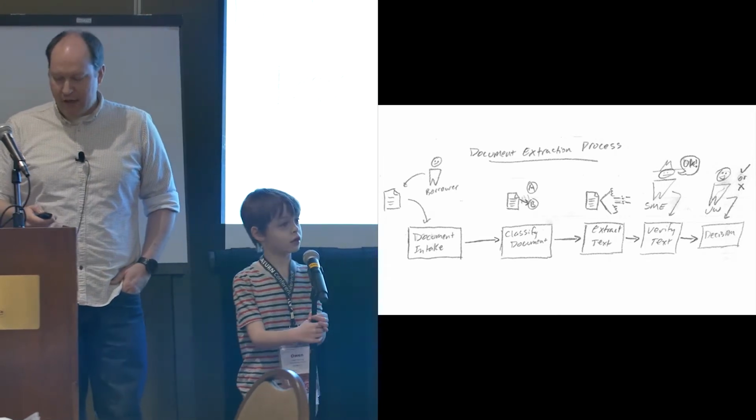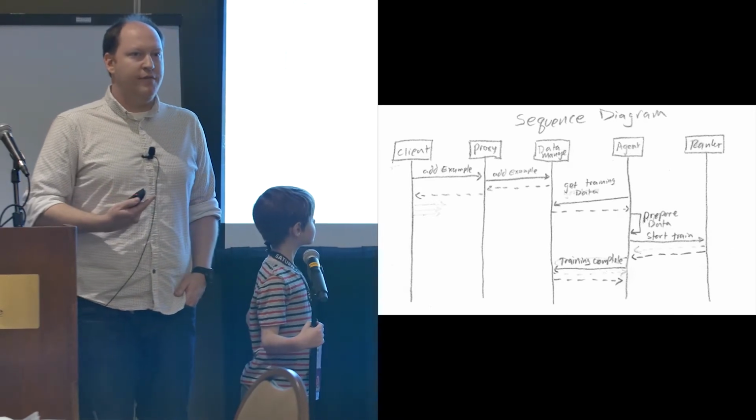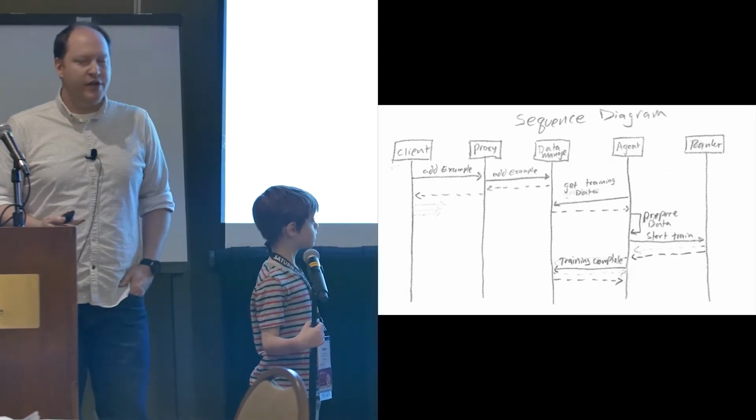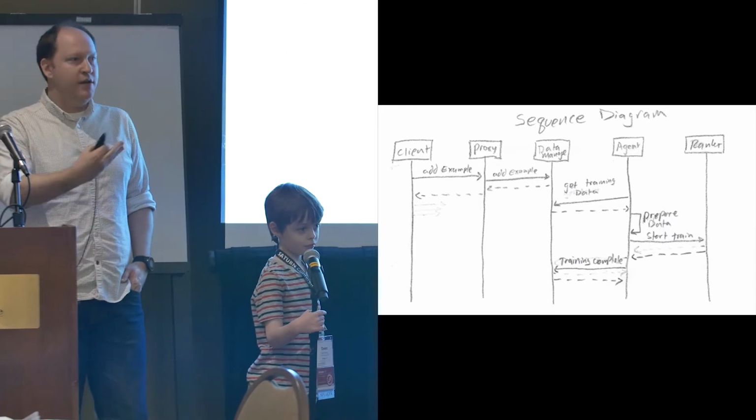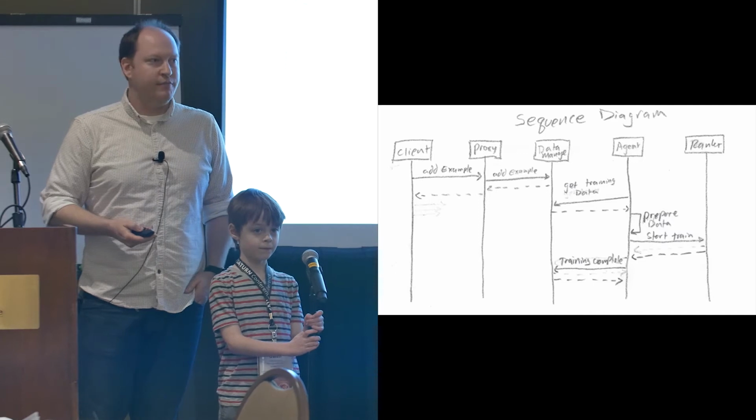Answering a when question. The classic UML sequence diagram is another example of a diagram that helps us answer a when question, right? So this is showing us when different components might be called within a call chain, for example.